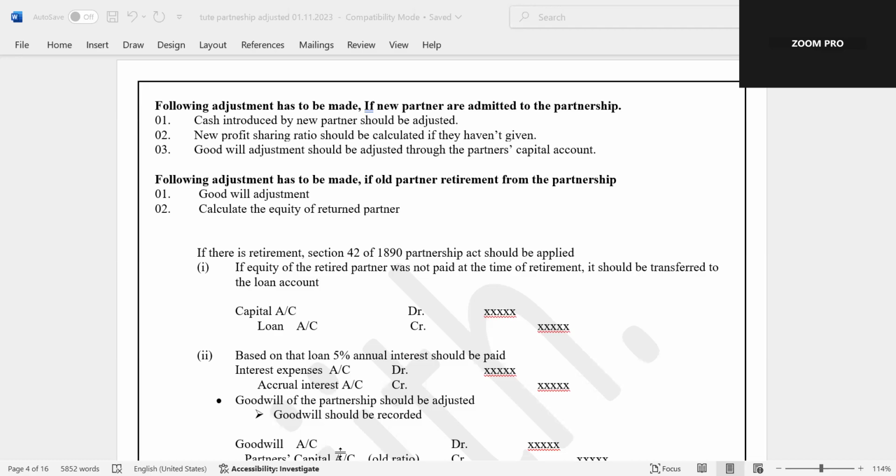And last week I discussed how to adjust the admission of a new partner. Admission of a new partner we discussed last week. Today I'm going to discuss the retirement of old partners.